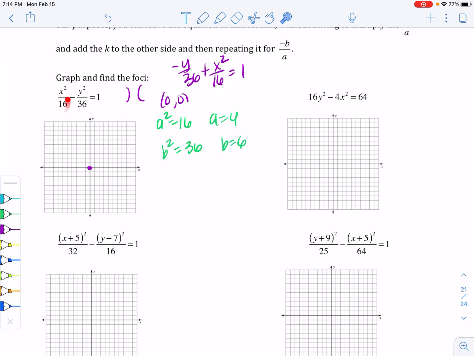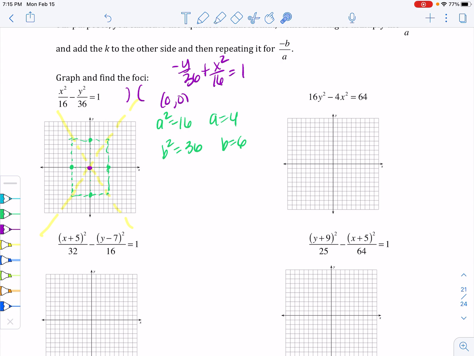Here, I know that the 16 goes with x because it's below the x. So I'm going left and right by 4: 1, 2, 3, 4; 1, 2, 3, 4. And then our b squared is under the y, so it goes up and down by 6: 1, 2, 3, 4, 5, 6; 1, 2, 3, 4, 5, 6. And then I'm going to create a box with dotted lines. And then I'm going to create asymptotes that go through the corners of that box, and through the center.